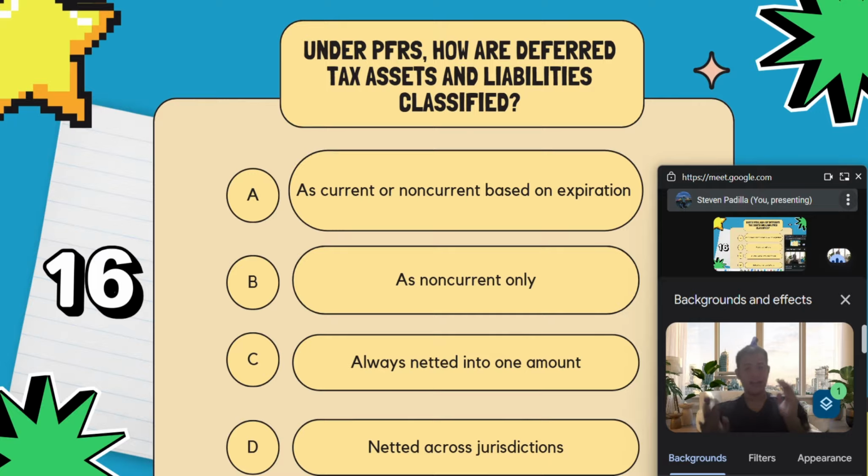Why? They are never classified as current, regardless of the timing of the underlying temporary difference. This is a key difference from US GAAP, where they are classified based on the related asset or liability. Understand? So we conclude that the answer to number 16 is letter B, as it is non-current only. Okay, so let's proceed to number 17.